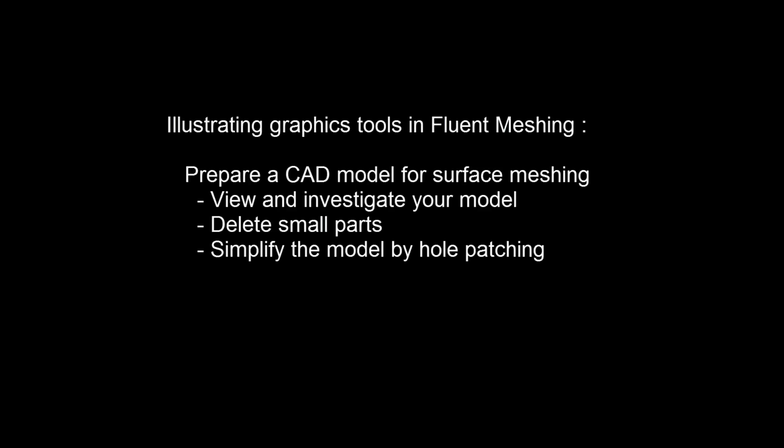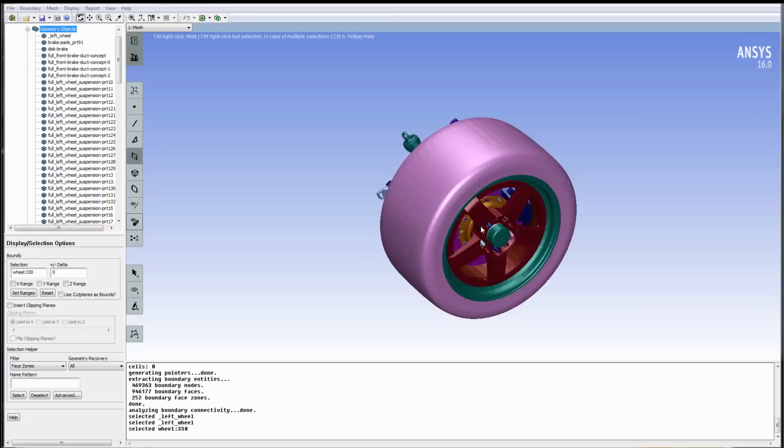In this video, we will give a brief introduction of some graphic tools in Fluent meshing. We will focus on tools that you would typically use to prepare the model for surface meshing. We start by showing the different ways of viewing and visually examining the model. Then we will look at typical cleanup operations, like removing small parts and various techniques to patch holes.